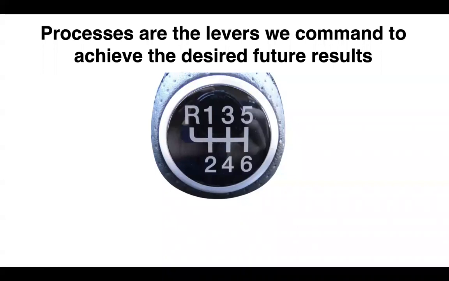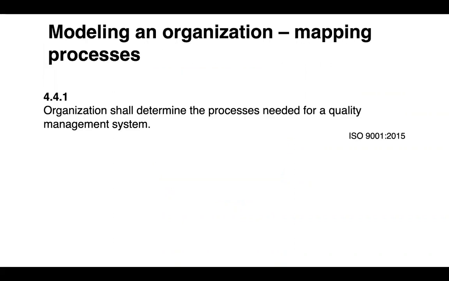Now, let's model an organization. Let's map the processes. ISO 9001:2015 states that an organization should determine the processes needed for a quality management system. So how can that be done? We need to develop a model of how the organization works, having as its building blocks what we call processes. So what I recommend organizations do is to start with the clients. To determine the processes, start with the clients.